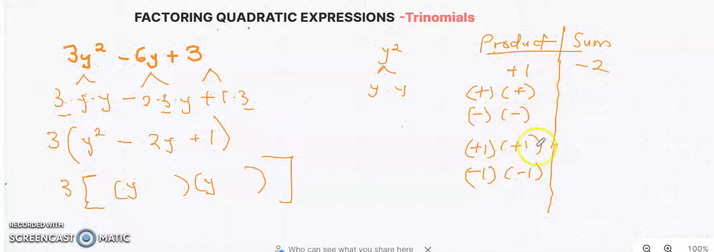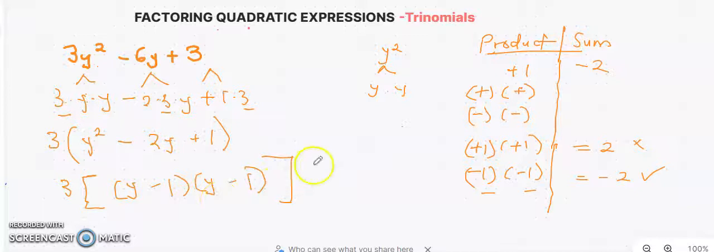So which of these factors add up to minus 2? Let's see. Plus 1 plus 1 is equal to 2. That is not a minus 2. Minus 1 minus 1 is equal to minus 2. So this is what we're looking for: factors of positive 1 that add up to negative 2. So these are our factors, minus 1 and minus 1. And in the brackets we write minus 1 and minus 1.